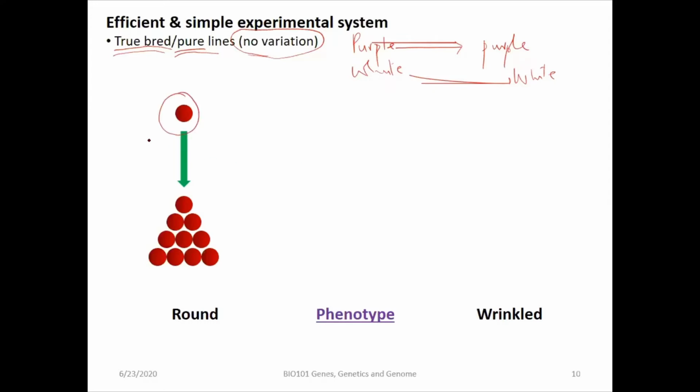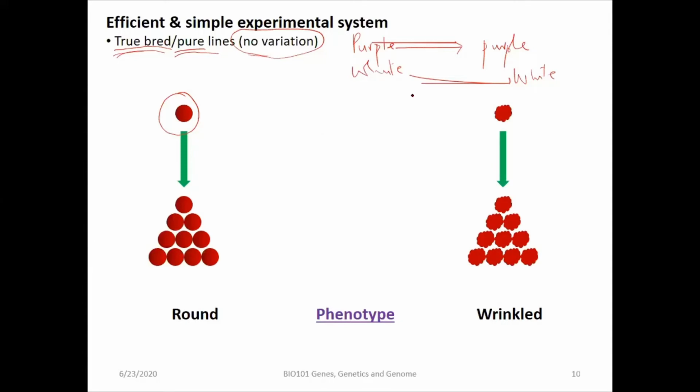He grew round seeds generation after generation. He grew a seed, a pea plant came out, he harvested the seeds, he saw them, everything is round. He again planted them in soil, again new plants came in, he harvested the seeds, everything is round. He went generation after generation, and what he discovered is that the rounds are pure or true bred round.